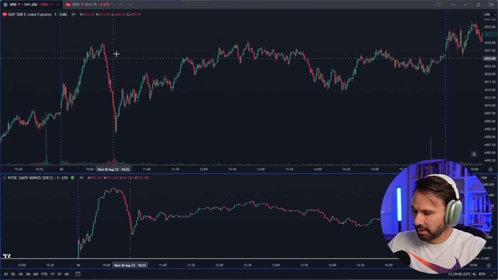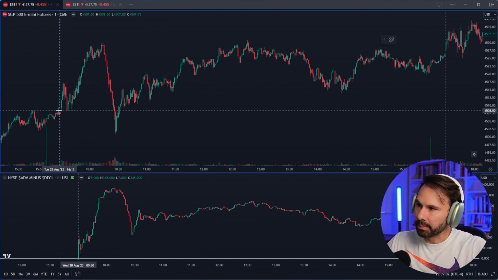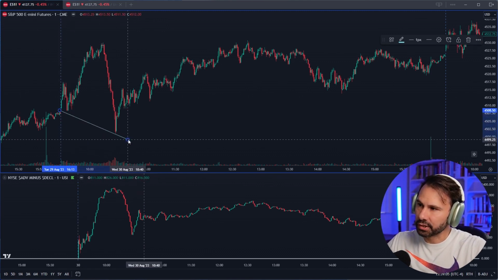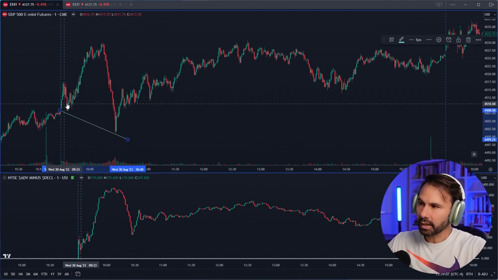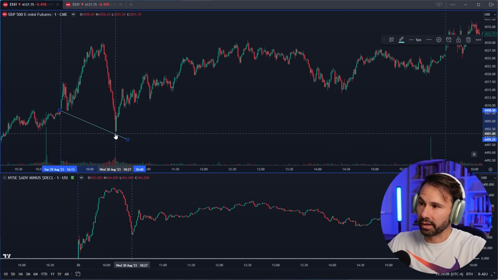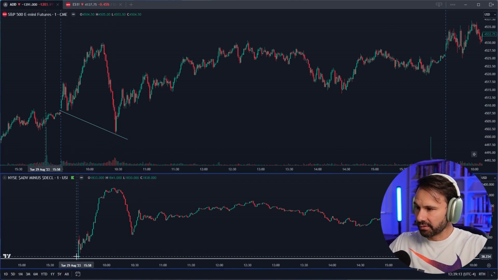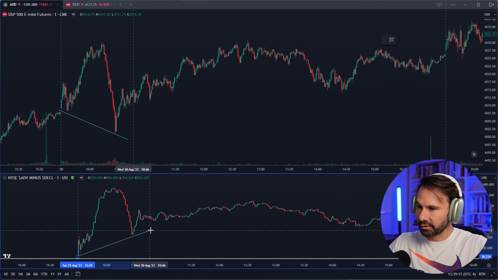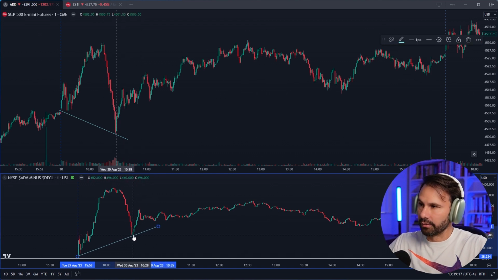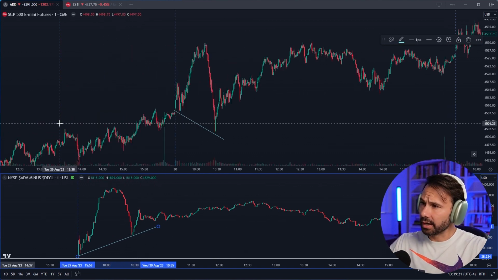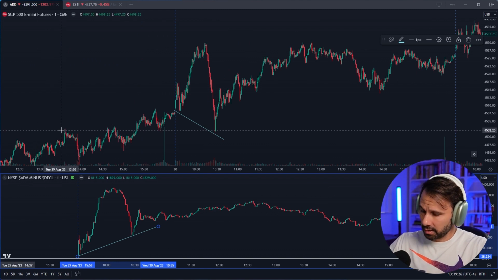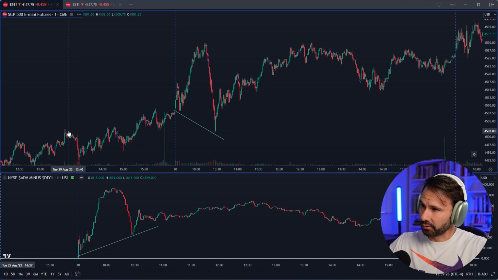You have the S&P going through the opening range, breaking the opening range and creating a new low for the intraday session. In the meantime, the advance decline is not doing that. The advance decline is actually creating a higher low right here. Let's say you have a support zone right here. Let's say this resistance now becomes support.